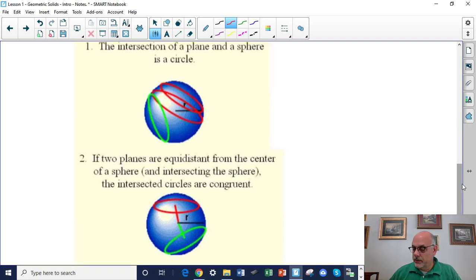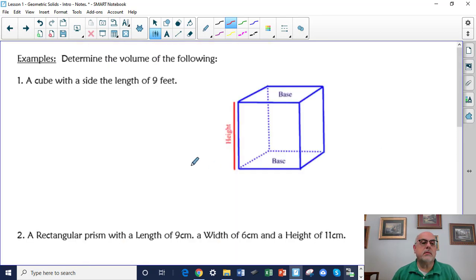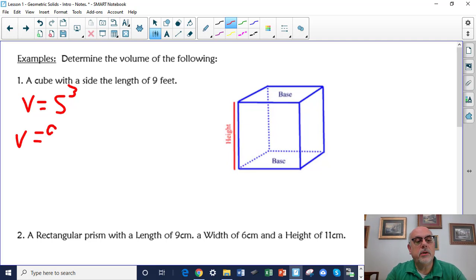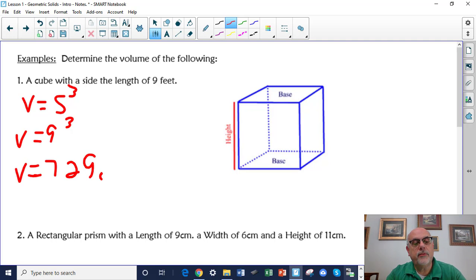All right, so these are the basic shapes. We're actually going to look at maybe one more shape after this, but there's a separate lesson for that. Okay, so let's go through this. All right, you have a cube. Side length of 9 feet. So the volume of a cube is side cubed. So the volume is 9 cubed. Now it's a calculator problem. Grab your calculators out. And 9 cubed is 729. And it's going to be cubic feet.